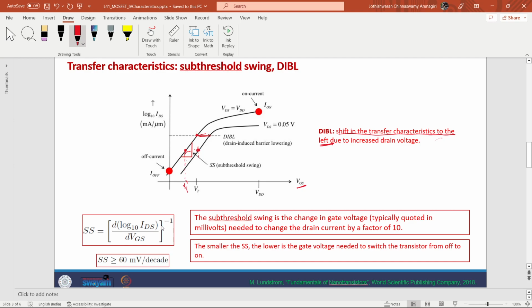Another parameter that we should remember is this quantity known as the subthreshold swing. This is essentially the change in the gate voltage, this shift that we are seeing, with respect to the increase in the current. Ideally speaking, we will want this quantity to be as small as possible, because that implies with a very small change in the gate voltage, we can get a very large change in the current. Is that clear?